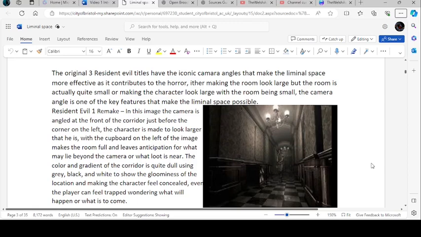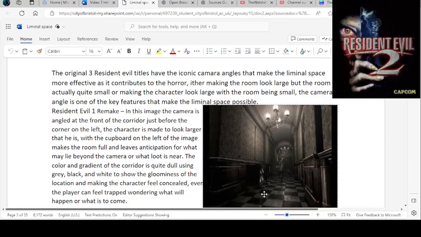The colour and gradient of the corridor is quite dull, using grey, black and white to show the gloominess of the location and making the character feel concealed. Even the player can feel trapped, wondering what will happen or what is to come. So that's the cupboard on the left, and this is the gradient colour. You've got obviously the black, white, the beige and brown, and that single light in the forefront and the single light in the background behind your character.